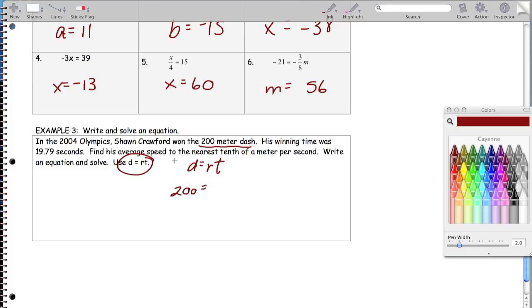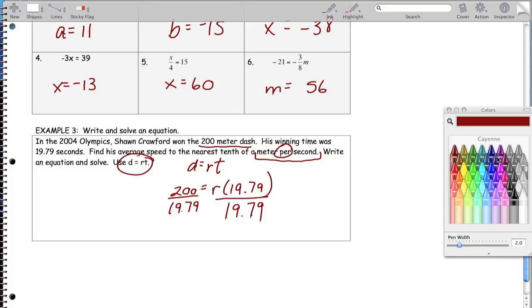The rate we do not know. They want to know meters per second. That per indicates we're talking about a rate. And the time, they tell us his time was 19.79. So we need to get R by itself. So the inverse operation is going to be to divide. We're going to divide both left and right by 19.79.